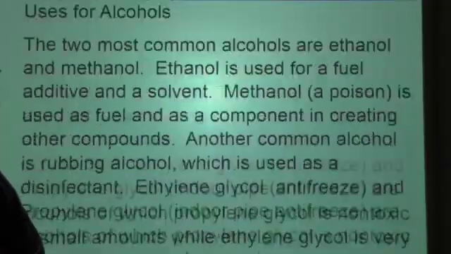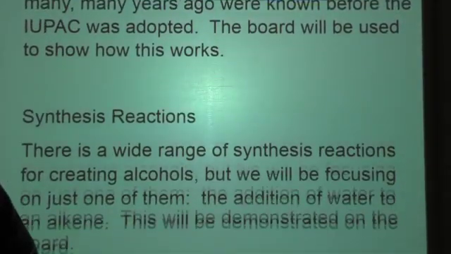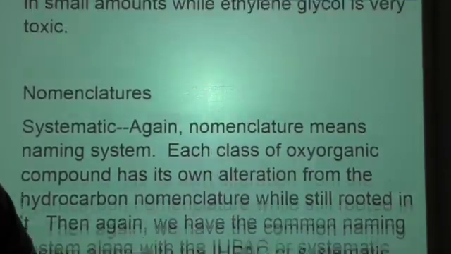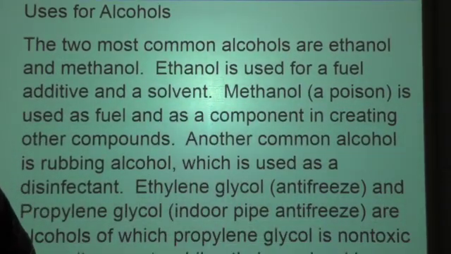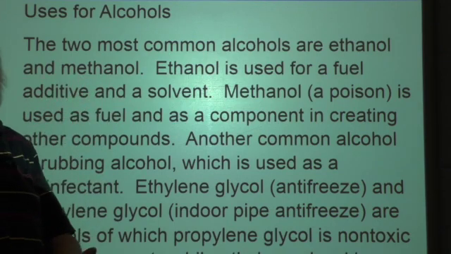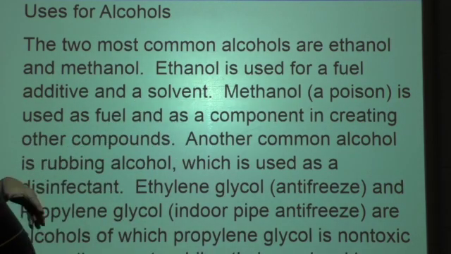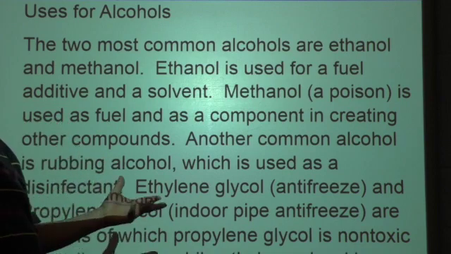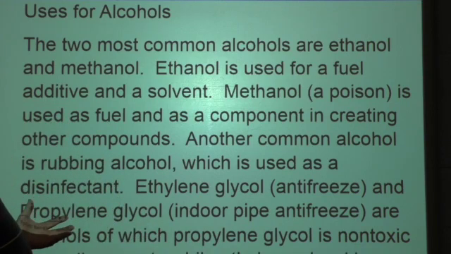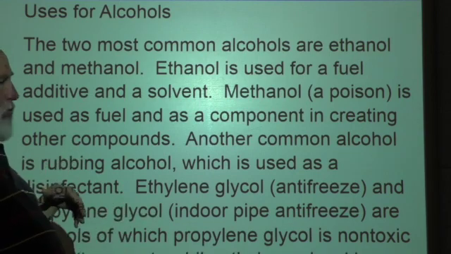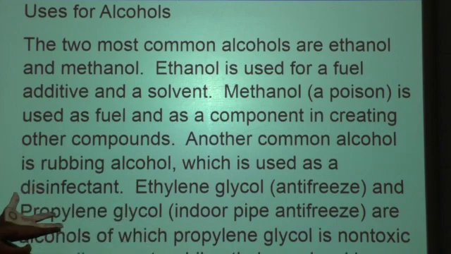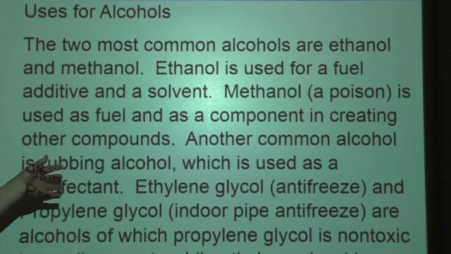The last thing we're going to talk about, well, not the last thing, but we haven't talked about uses yet. Alright, so let's talk about uses. Ethanol, methanol are the 2 most common. Ethanol, as you know, is used as an additive to fuel. It's also used as a solvent because it is so polar. Methanol, which is a poison, is used as a fuel. A lot of racing fuel is methanol. Indianapolis cars use methanol. And it is also a component in creating other compounds, which ethanol is as well, but methanol much more so. Another common alcohol, rubbing alcohol, we talked about that, disinfectant.